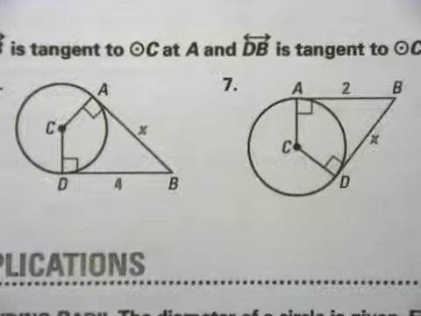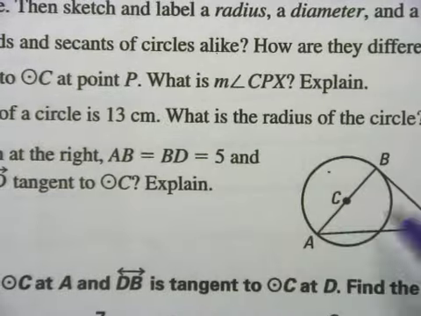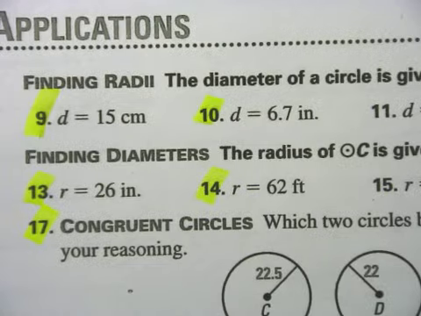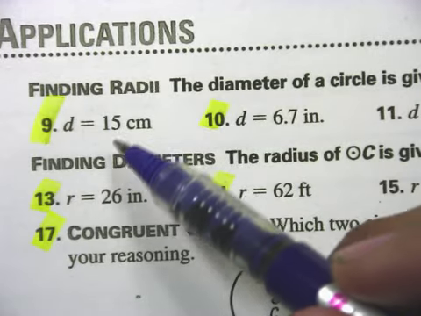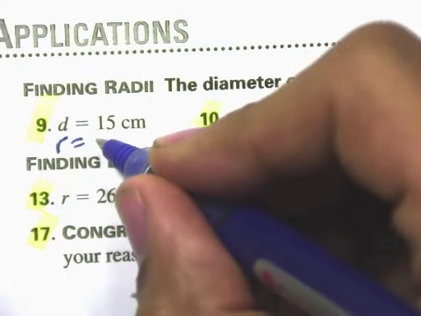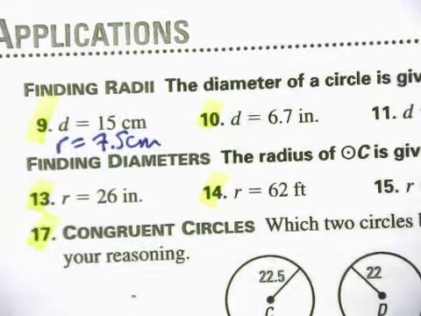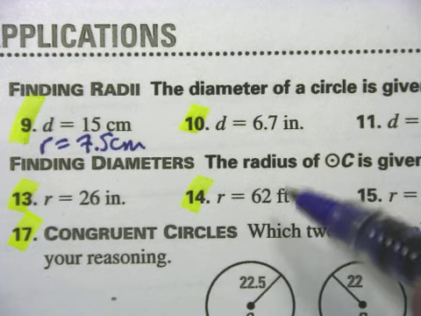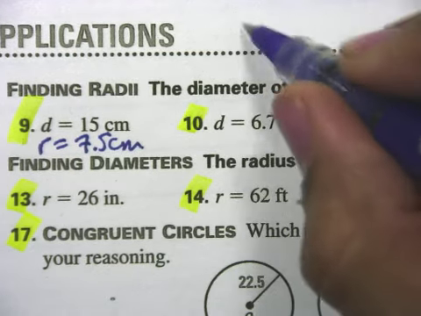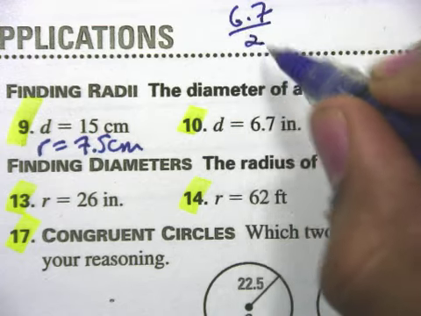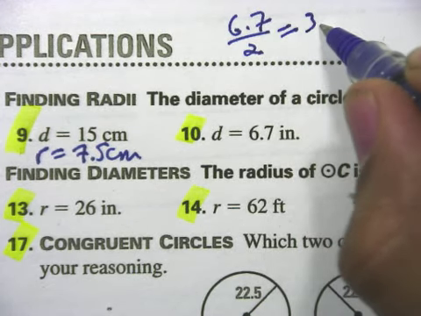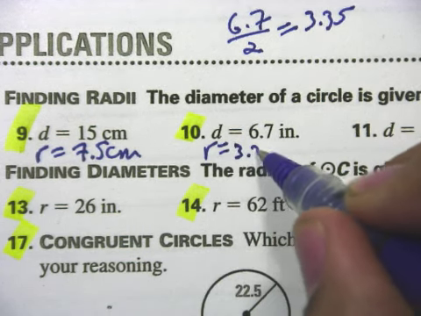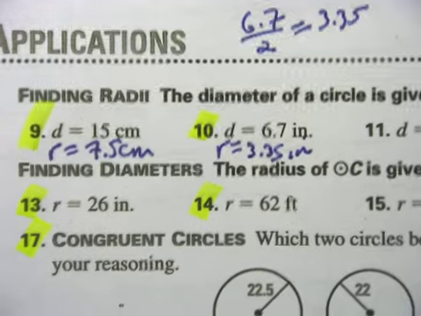Well, if you remember, we said that the diameter is twice as big as the radius. So the radius is just half the size of the diameter. So if a diameter is equal to 15 centimeters, the radius is going to be equal to 7.5 centimeters because the radius is always half of the diameter. For number 10, if my diameter is 6.7 inches, we're just going to take 6.7 and divide it by 2, which is going to give me 3.35. So for number 10, the radius is equal to 3.35 inches.